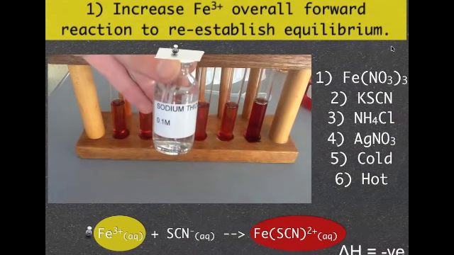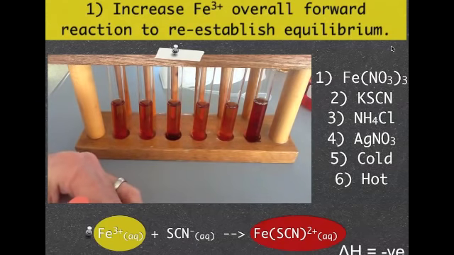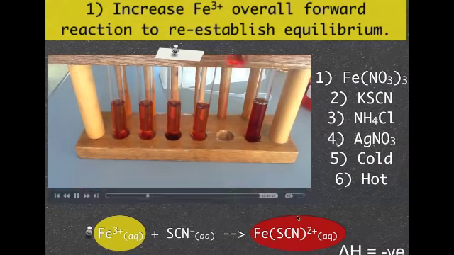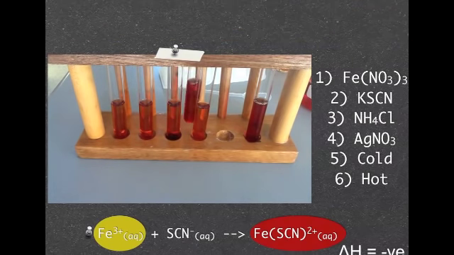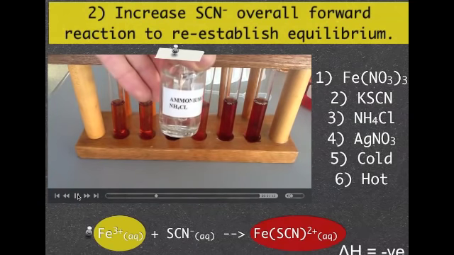This is our next thing, sodium thiocyanate. Add this to our second test tube and see what happens. When we add our sodium thiocyanate or potassium thiocyanate, again we get a deeper red colour. So this is increasing the red colour, so we have a forward reaction happening. Increase the thiocyanate and we increase the products. So the reaction moves forward to re-establish equilibrium.